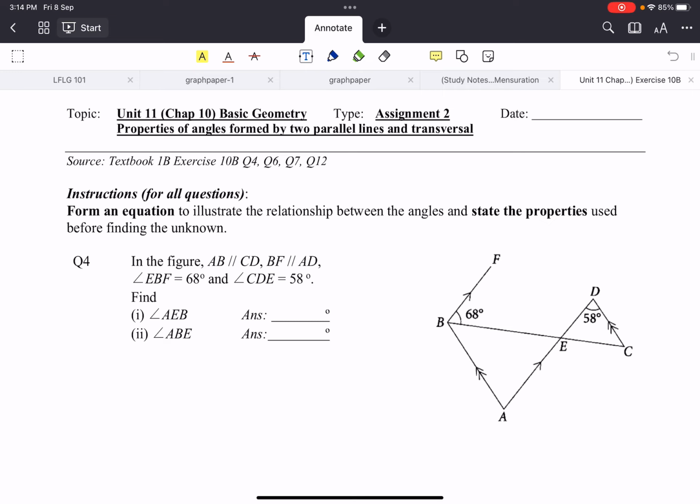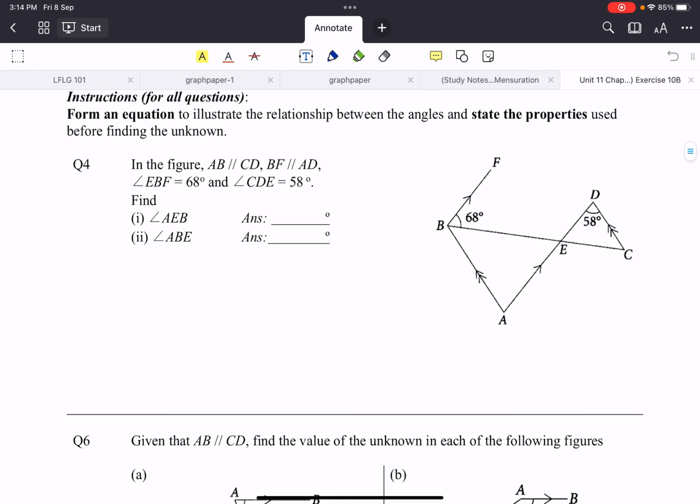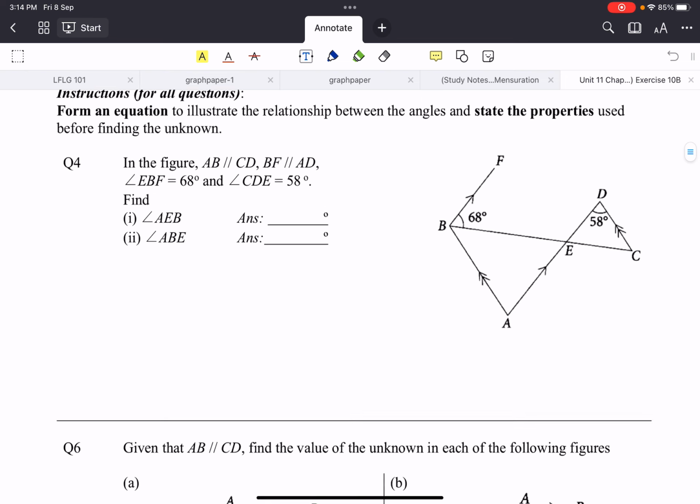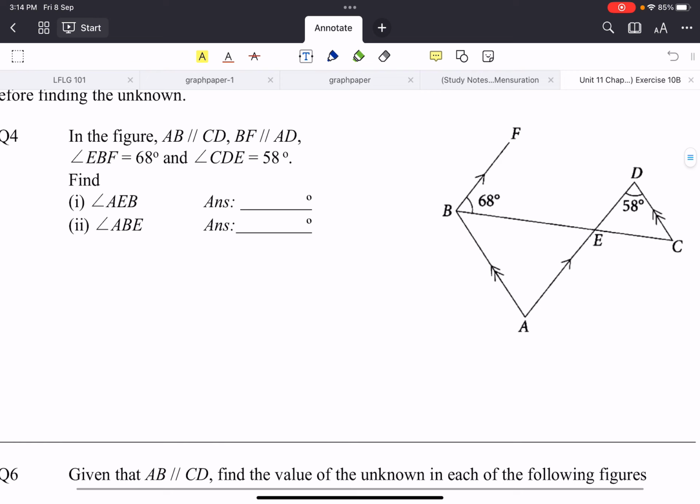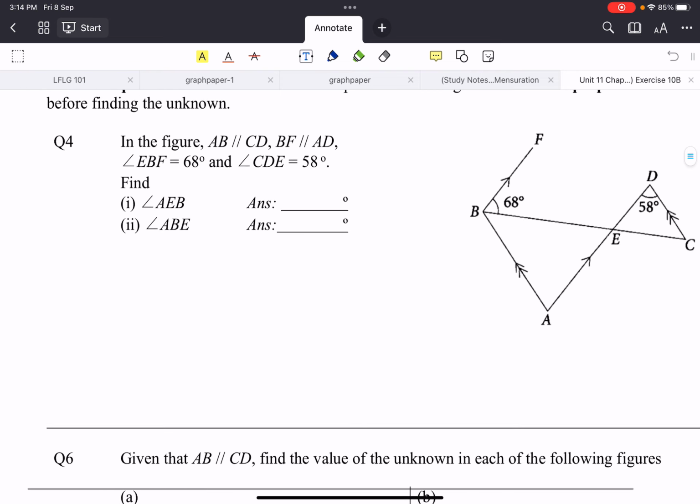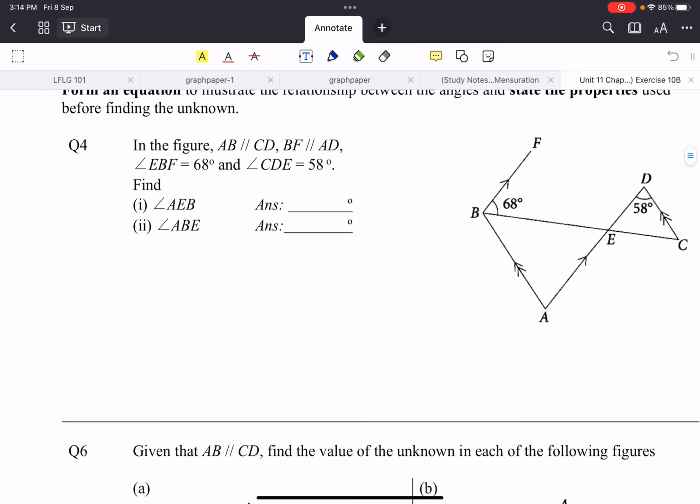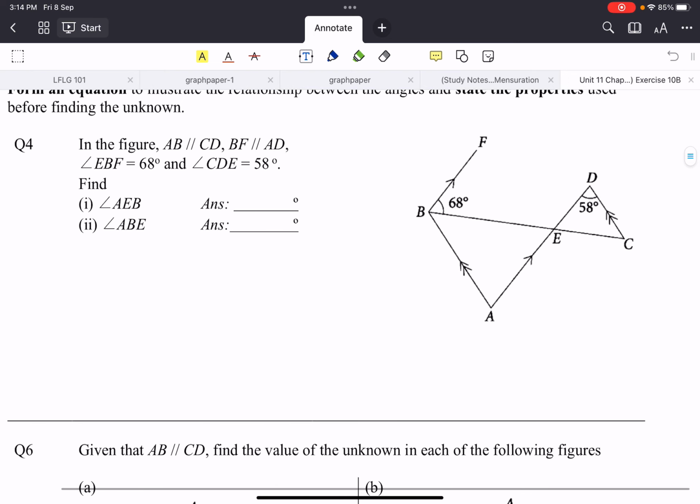Let's compare our solutions. Right, so here we have a diagram, right? So in the diagram, we are told that AB is parallel to BF, AB parallel to CD, BF parallel to AD, and angle EBF is 68 degrees, angle CD is 58 degrees, right? Everything looks very clear-cut and straightforward. So let's begin, right? We want to find the angle AEB.